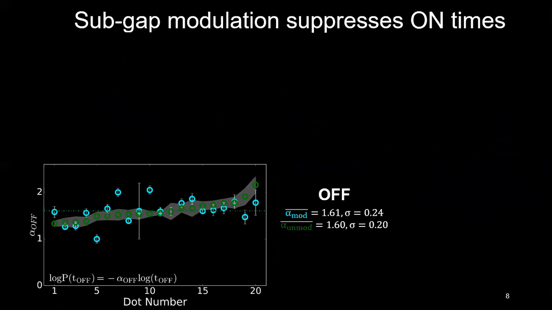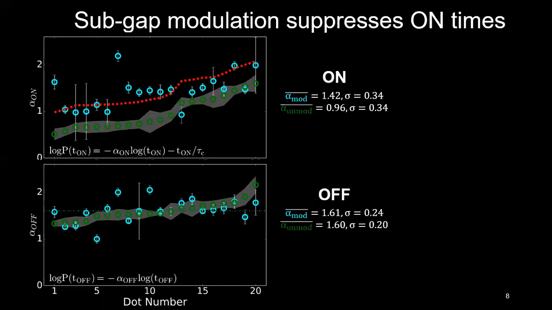And so to make sure this is real and have some statistical significance, we did this across 20 different dots, and this is what we see. So here what I'm showing you is the fitted off slopes for these 20 dots in green without modulation and in blue with modulation. I've plotted them in increasing order of unmodulated slope, and what we see here is that the modulated slope in blue really is unaffected. The blue circles are pretty equally distributed above and below the green circles. And if you look at the averages on the right here, we see that the slopes are statistically indistinguishable.